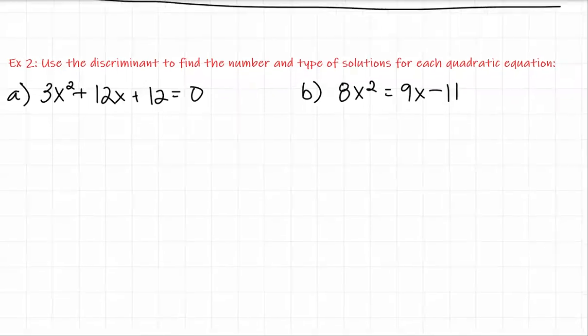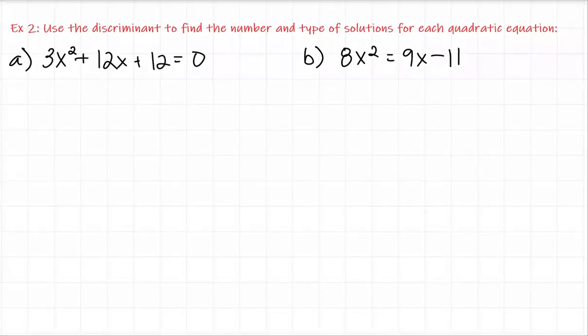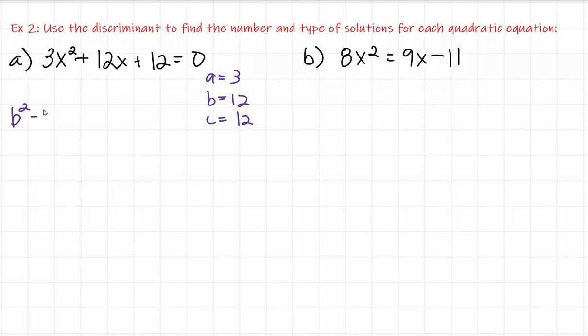Use the discriminant to find the number and types of solutions for each of the quadratic equations. We're not solving them fully. We're just going to figure out what kinds of solutions and how many there are. First one, it's already set to the quadratic expression equals 0, so I'm good to go. My A is 3, my B is 12, my C is 12. So b squared minus 4ac is equal to 3 squared minus 4 times 12 times 12.